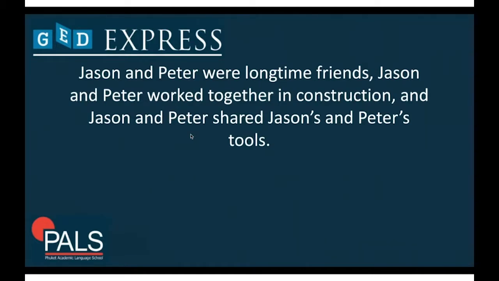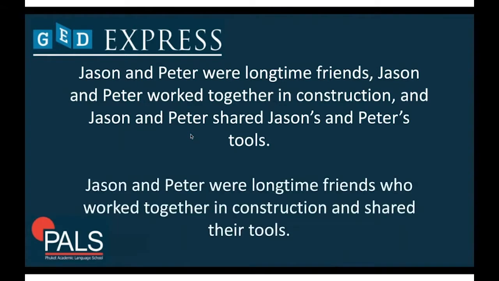Jason and Peter were longtime friends. Jason and Peter worked together in construction, and Jason and Peter shared Jason and Peter's tools. That's just ridiculous. Three repetitions of the subject names would confuse the reader and sound very strange. Here's how pronouns improve writing. Jason and Peter were longtime friends who worked together in construction and shared their tools. Simple as that. English has a variety of pronouns for several different purposes.